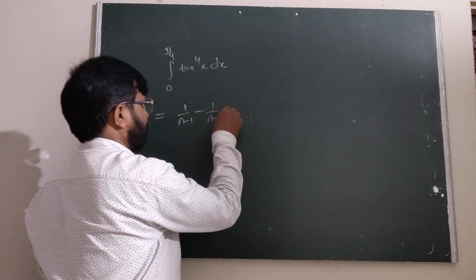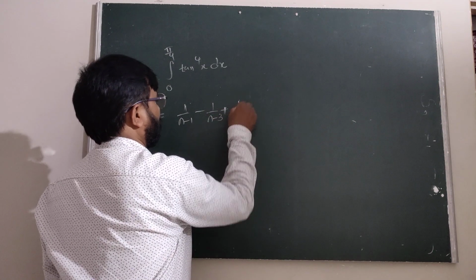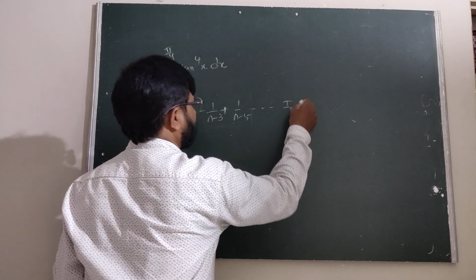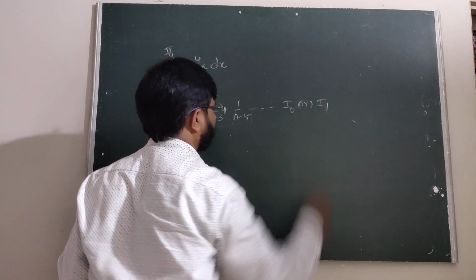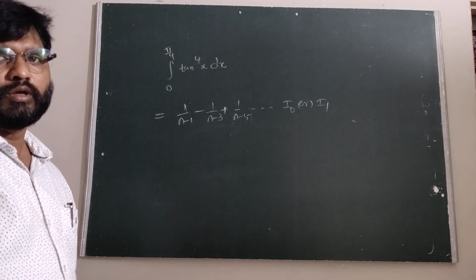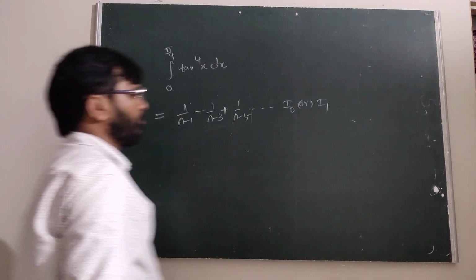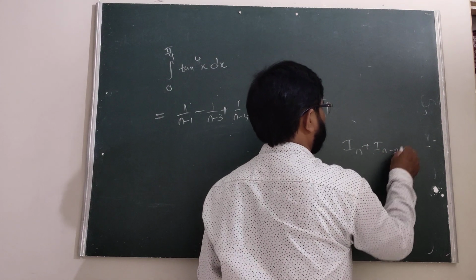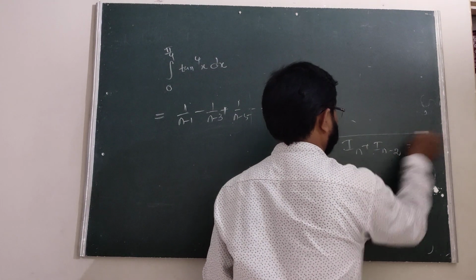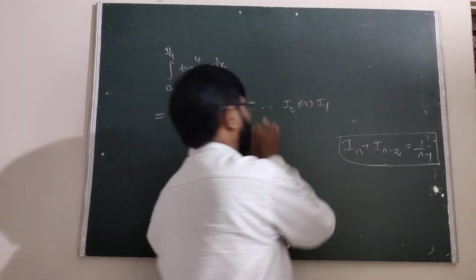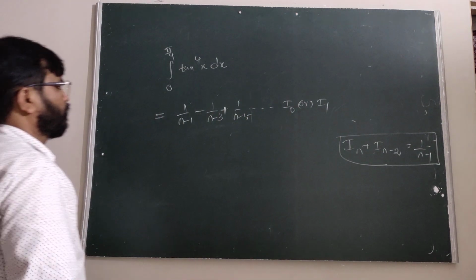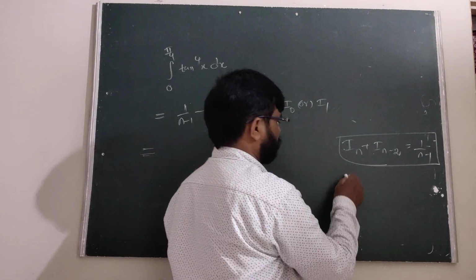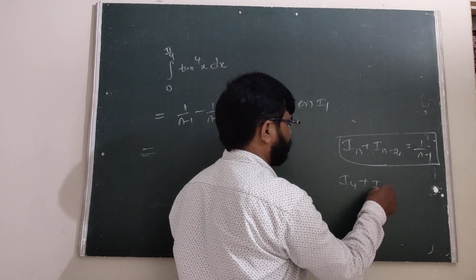All of you listen here. That means 1 by n minus 5 minus and so on, I0 or I1. So in general the formula is In plus In minus 2 equal to 1 by n minus 1. After the simplification we got this one. So we are taking n equal to 4 here. When n equal to 4, we got I4, I2.